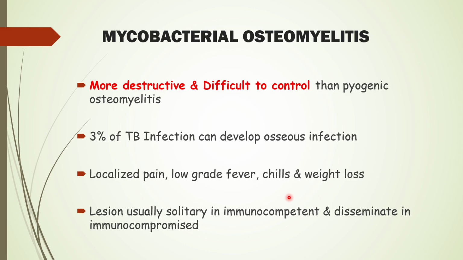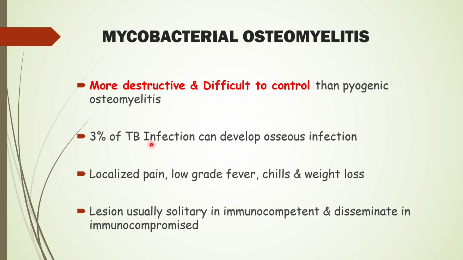All right. So that's all about acute and chronic pyogenic osteomyelitis. Now let's discuss a specific form of chronic osteomyelitis, that is the mycobacterial bone infection. This is very dangerous because it is more destructive and very difficult to control as it is an intracellular organism. It won't easily get cleared by antibiotics. For that, ATT is needed, right? So it is very dangerous and very difficult to control as compared to pyogenic osteomyelitis.